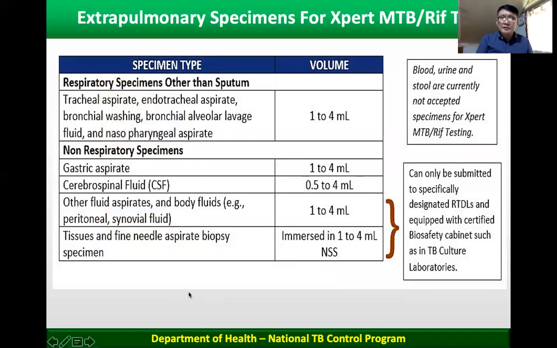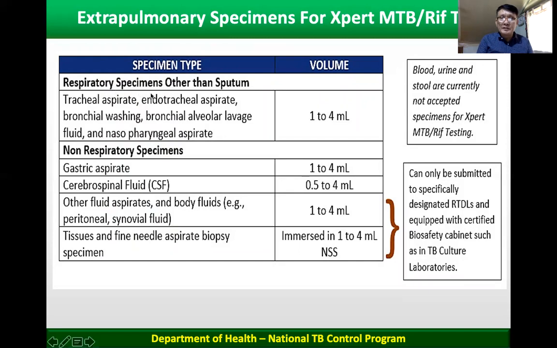So for extrapulmonary specimen for Xpert MTB assays, we have the specimen type and the corresponding volume needed. But before anything else, let me emphasize again that blood, urine, and stool are currently not acceptable specimens for Xpert MTB/RIF testing. So once again, blood, urine, and stool are not acceptable specimens for Xpert MTB/RIF assay.